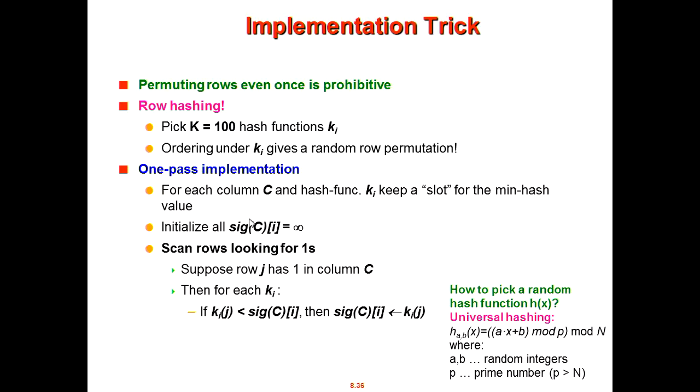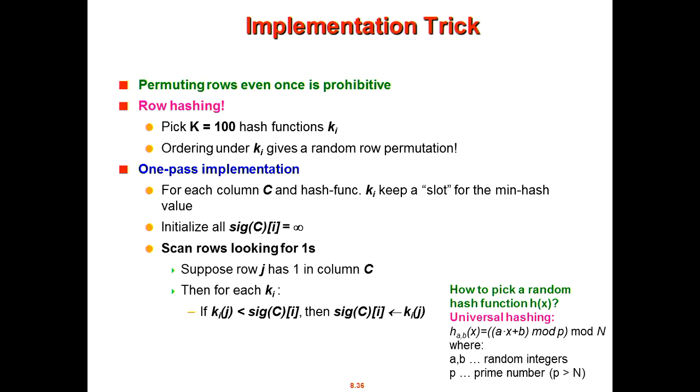And so what we want to get is, for each column C, a vector, right? In the vector, each entry corresponds to one hash function. So initially, we will set all entries to infinity, and then we gradually put the index of the first row for each hash function into this matrix. Then we scan the rows looking for the value of ones, for each column. So suppose that in row J, which we are counting at, row J has a value 1 in column C.